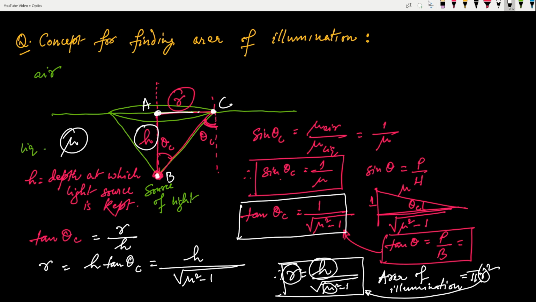So this is how you need to use this concept and formula to find the area of illumination. So this is all about this concept. Now let's look into one of the problems and then we will wrap up this video.